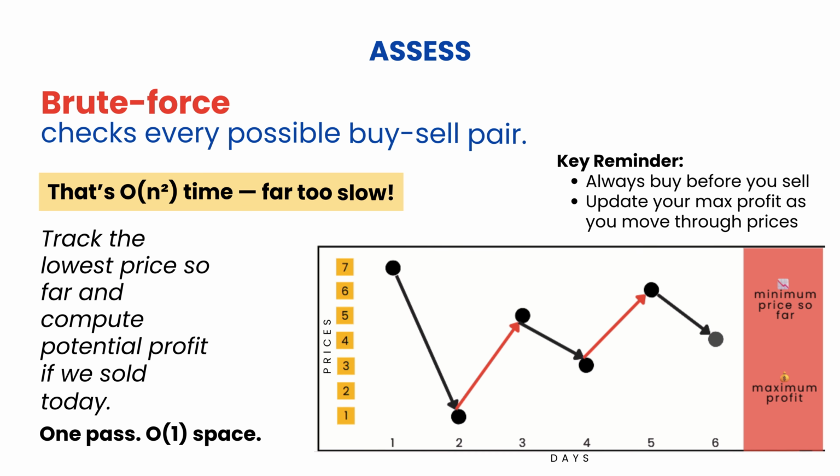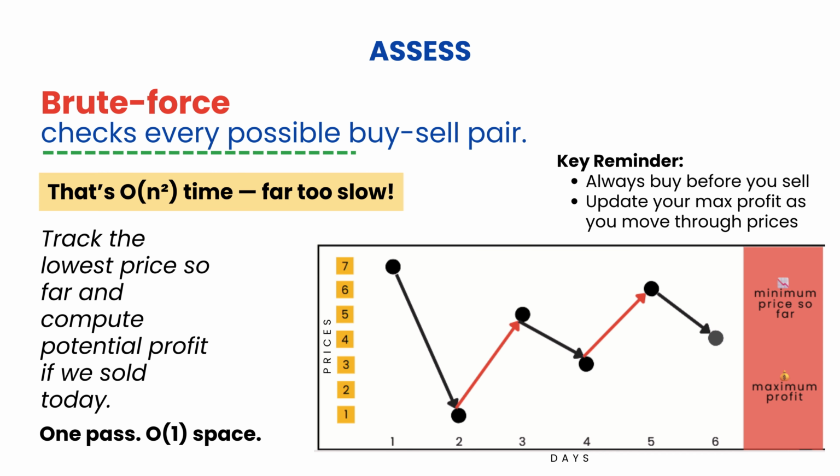Let's assess our options. A naive brute force solution would check every possible pair of buy and sell days, but that takes O(n²) time, not scalable for big inputs. Instead, can we track the lowest price seen so far and always check the profit if we sold today? This only needs a single pass and O(1) extra space. Super efficient. Remember, always buy before you sell, and update your max profit as you go.